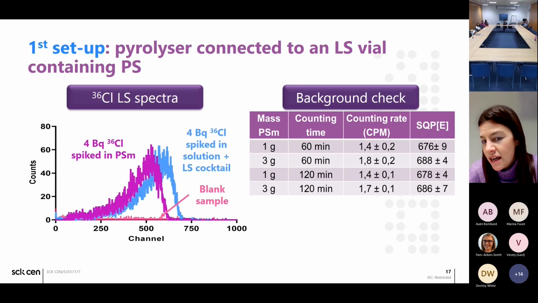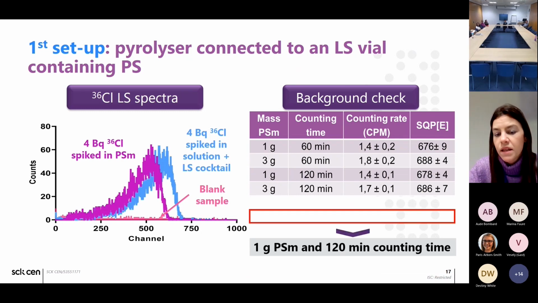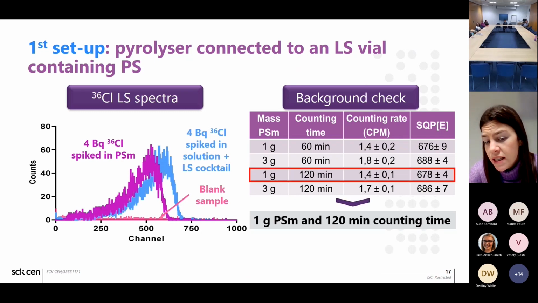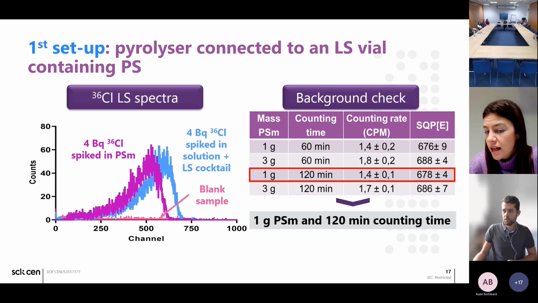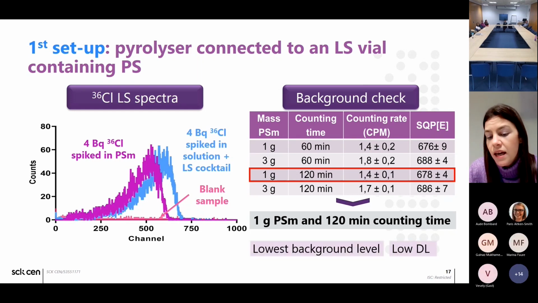Then we did a background check in order to investigate the suitable amount of PSMs as well as the needed counting time. We could conclude that 1 gram of PSMs and 120 minutes of counting time were the suitable parameters in order to have the background as low as possible and to have a low detection limit.